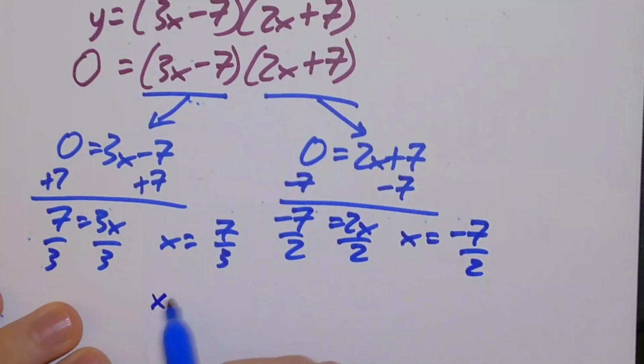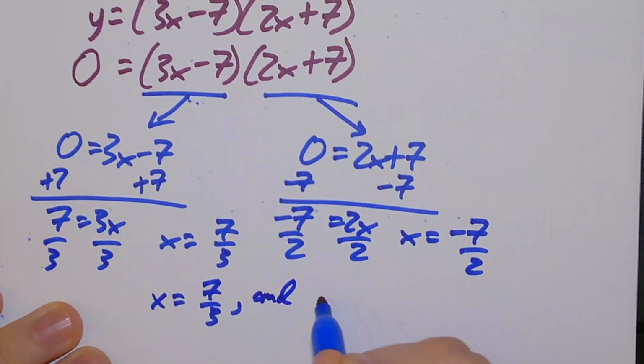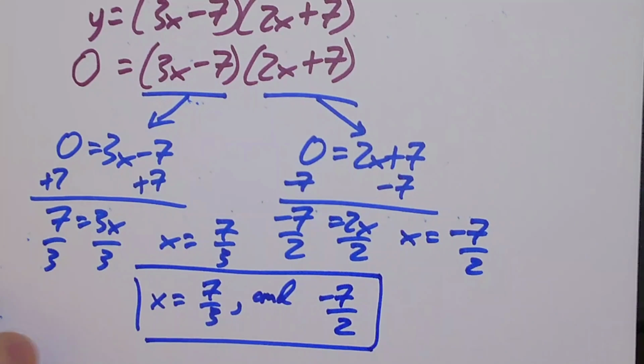I did that a little quickly. Those are our two solutions. Those values, those fractional values, or decimals, you could convert them to decimals, but don't. Just leave them. Those values are the values of x that turn the function into 0.